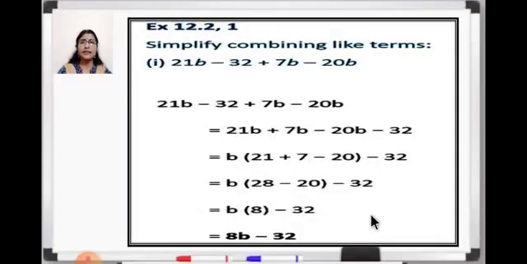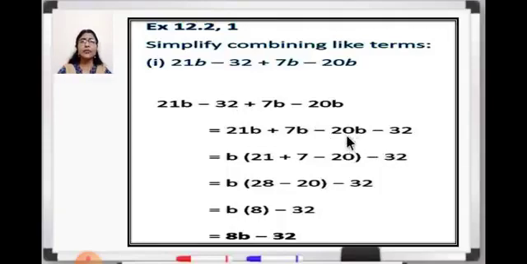Now we will start exercise 12.2 first question, which is based on what we have learned just now in the example. Simplify combining like terms. So here again we are going to bring the like terms together and then simplify. And the question is 21b minus 32 plus 7b minus 20b. So first we are going to rearrange it. We will bring the like terms. You can see here first 21b is written. Now we will write this one because this also has b as variable, plus 7b, and then this one minus 20b, and at the end we will keep this constant, that is minus 32.